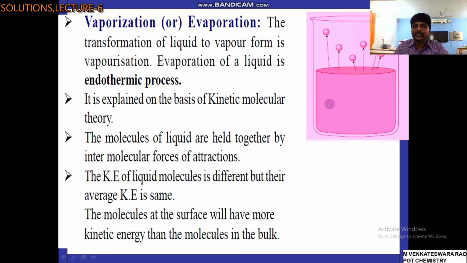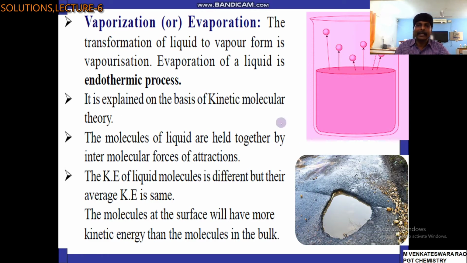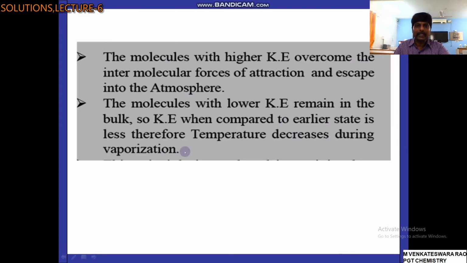Because of collisions, if the molecules gain energy, those molecules will rise up. The molecules that lost energy will come down. That means the molecules present on the surface have more kinetic energy. So this point is important: the molecules with higher kinetic energy overcome the intermolecular force of attraction and escape into the atmosphere.